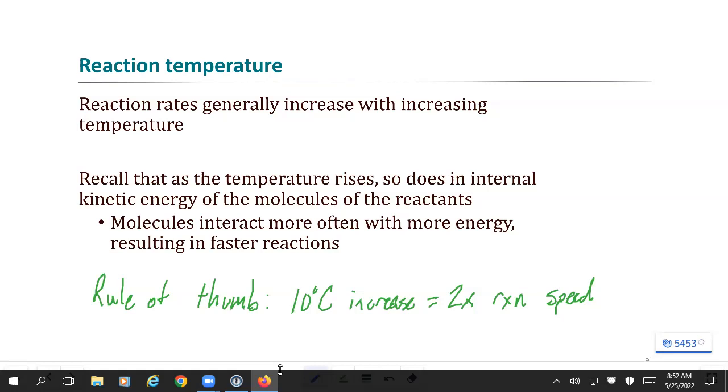When we look at our lab for tomorrow afternoon, we're doing our first kinetics lab. And this is one of the things that we will be looking at very closely in that lab, as we're looking at a variety of factors. But one of them will be, does this rule of thumb actually hold up?